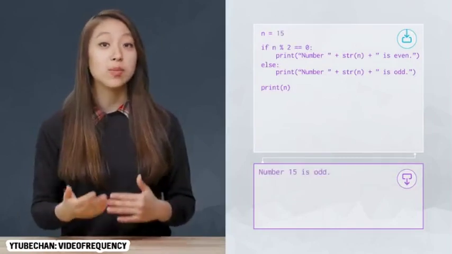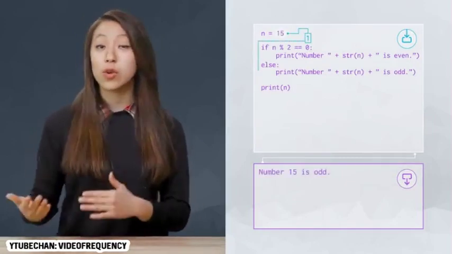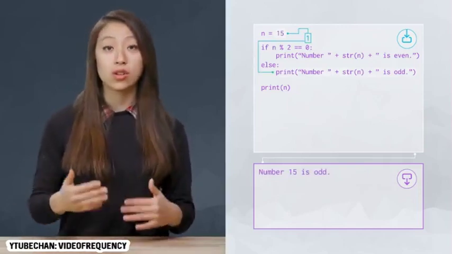Alternatively, if we set n to be 15, this condition would evaluate to false, so we would skip this block and execute the code under the else. If you have more than 2 possible cases, you can also use elif, short for else if, to deal with this situation. This saves the multiple indentation that would be needed if we used else and then another if statement inside the else block. Like if, an elif statement always requires a conditional expression.